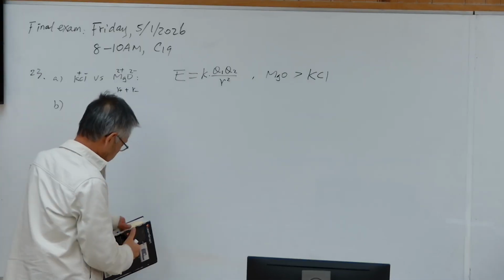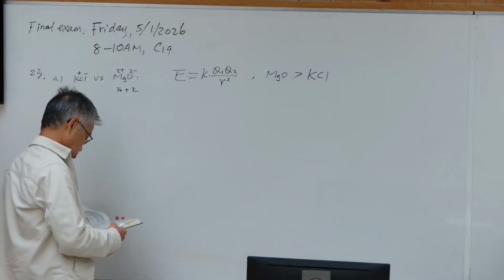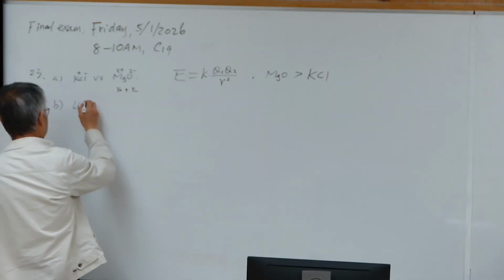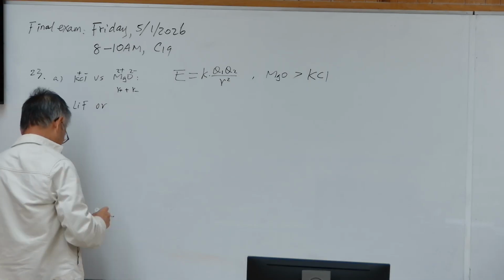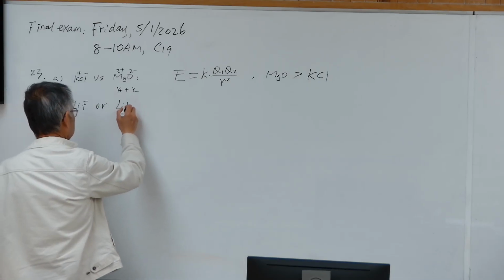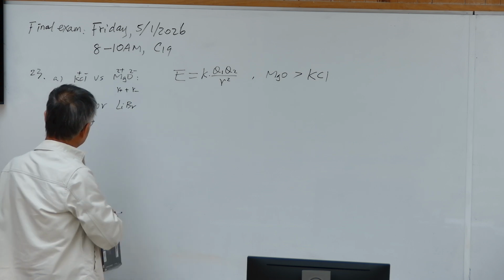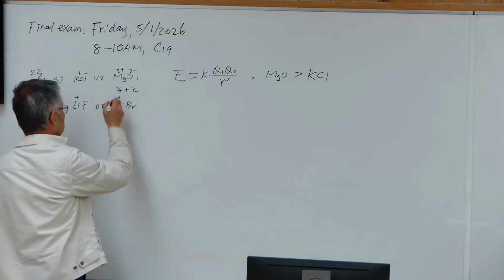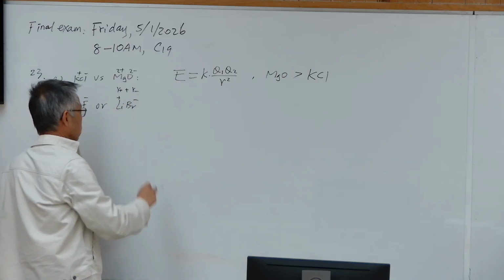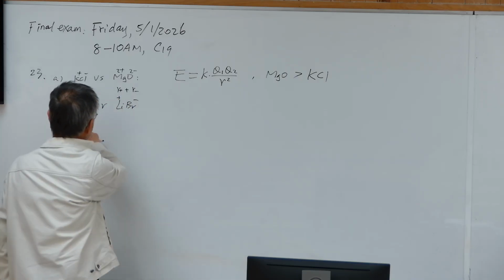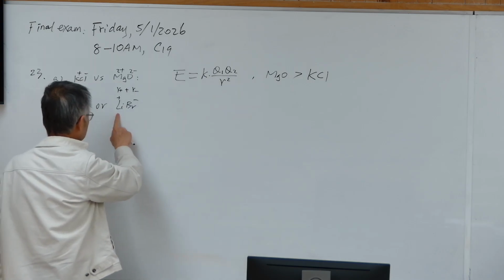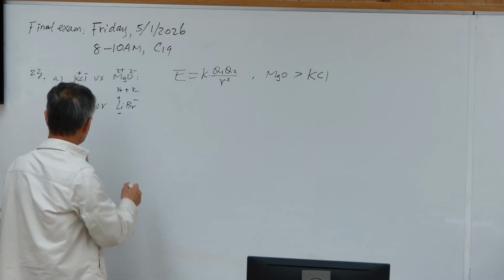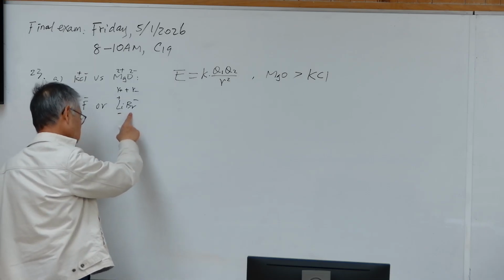Second one is lithium fluoride, LiF, or LiBr. So this time, clearly, the two cations are exactly the same, +1 charge. Fluoride is -1, bromide is also -1, right? The charge is exactly the same for these two compounds, both +1, -1. Now the lithium size is also the same. So the only difference is the fluoride and the bromide.